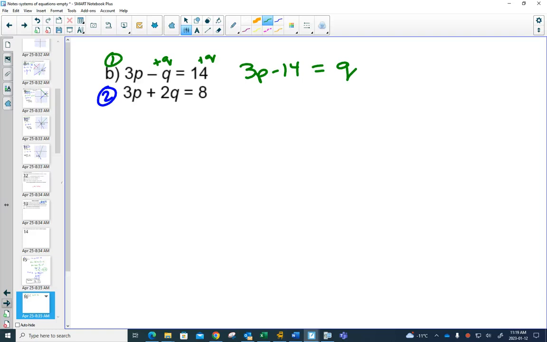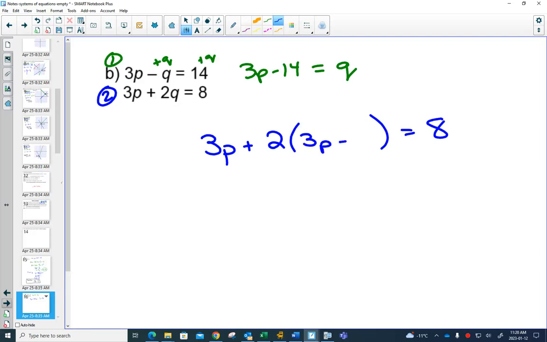Now, I have to substitute that into equation 2. So equation 2 was 3p plus 2q equals 8. But now, instead of the q, I put brackets. What am I going to write in there instead?